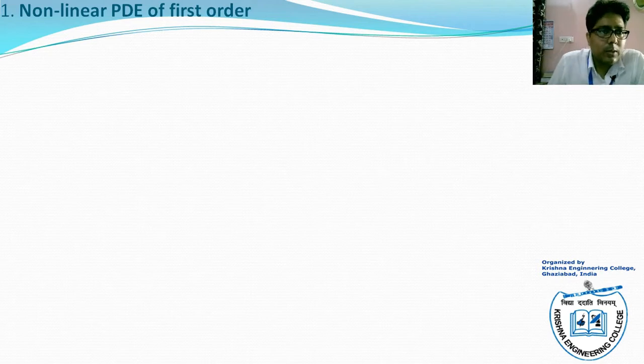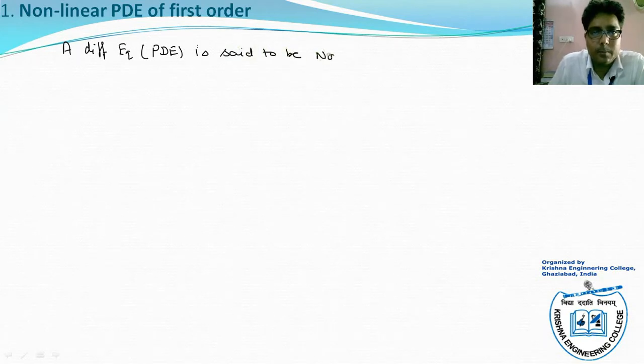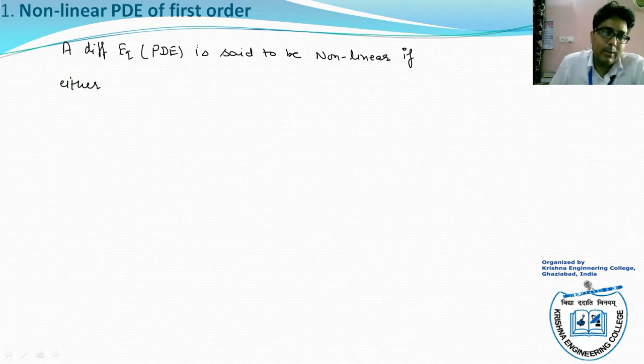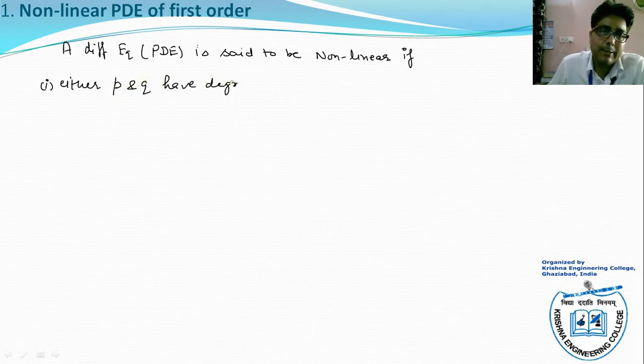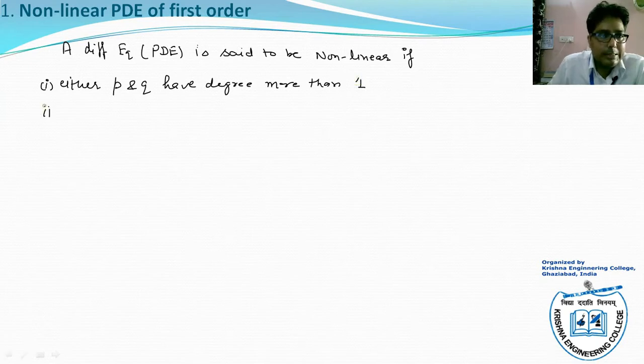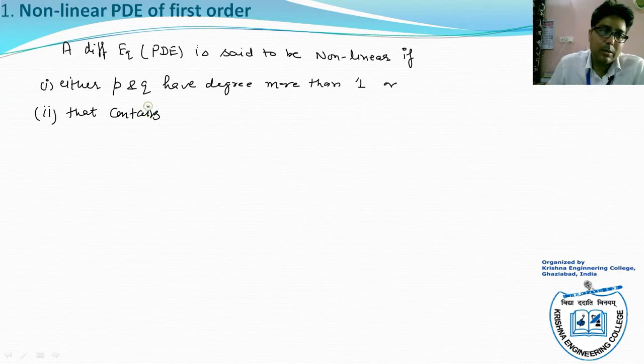A differential equation, obviously a partial differential equation, is said to be non-linear if either of two conditions holds: either p and q have degree more than 1, or the equation contains their product terms.